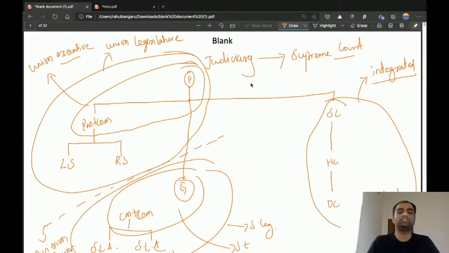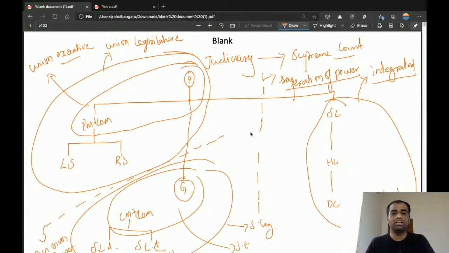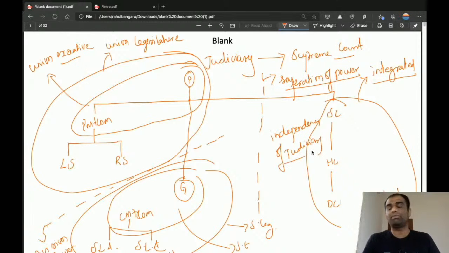And apart from the judiciary being integrated, we also introduce a new type of principle called separation of power. By having this separation of power, we are ensuring the independence of the judiciary, which will act like a separate organ of the government. Both the executive as well as the legislature cannot interfere in the affairs of the judiciary. That is the meaning of separation of power. The judiciary is kept separate so that we can ensure independence to the Indian judiciary.